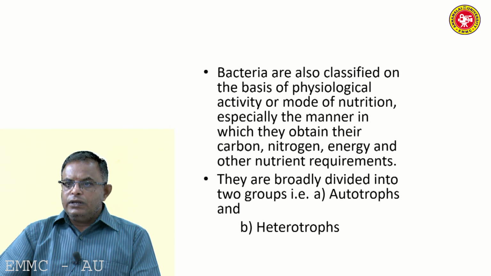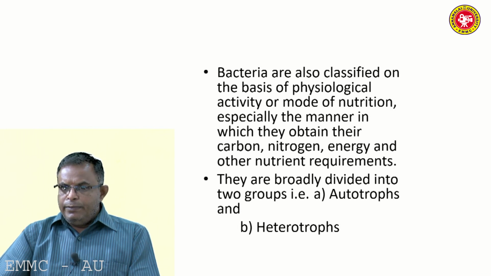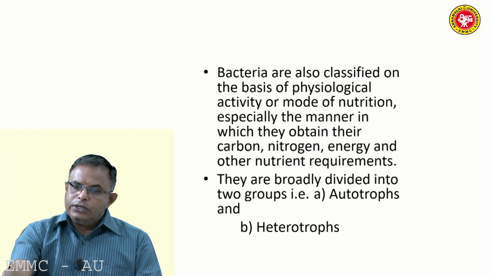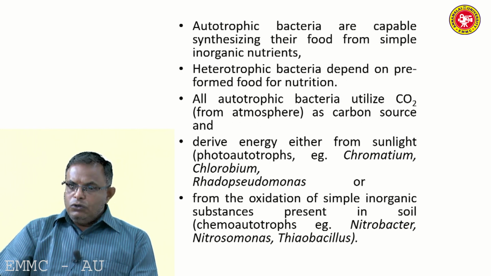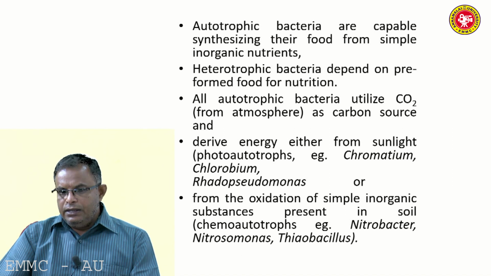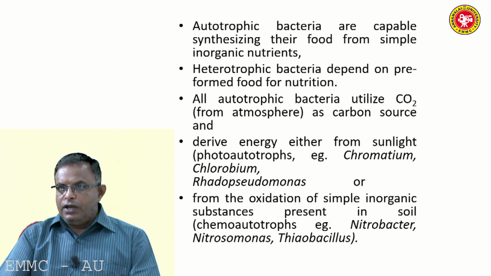So, bacteria are also classified on the basis of physiological activity or mode of nutrition, especially the manner in which they obtain their carbon, nitrogen, energy and their nutrition requirements. So, they are broadly divided into two groups, one is autotrophs and another one is heterotrophs. Autotrophic bacteria are capable of synthesizing their food from simple inorganic nutrients which are available in soil. Heterotrophic bacteria depend on preformed food for nutrition, that means they depend on autotrophic organisms.